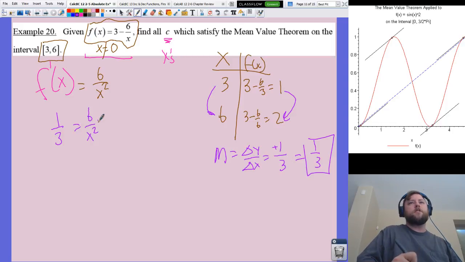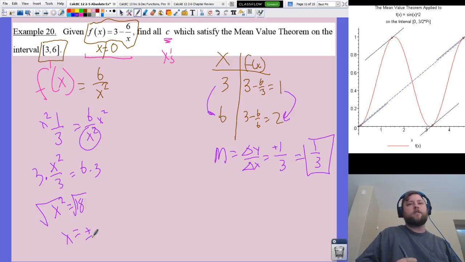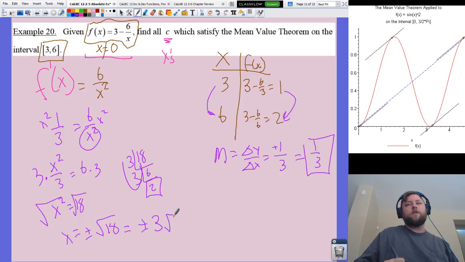Now let's do some algebra. When two fractions equal each other, I multiply both sides by x squared. So I get x squared over 3 equals 6. Multiply by 3 on both sides, and you get x squared equals 18. Square root both sides: x equals plus or minus the square root of 18. I'll leave it like that, though you can reduce that if you wanted to. It's the way I always like doing it, just as a reminder, with the square root alone. So that's equivalent to plus or minus 3 square roots of 2.